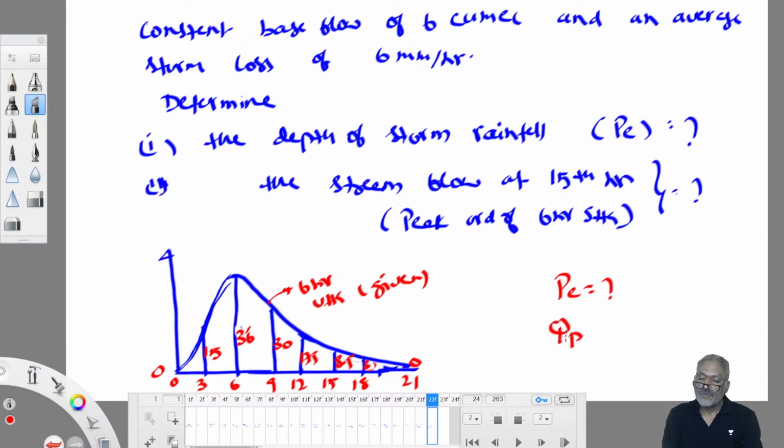So QP of the storm hydrograph you have to find out, the peak ordinate of it. The unit hydrograph peak is known, that you can find out. First of all, let us work out. What else is given? Base flow is given, constant base flow 6. Average storm loss is given.